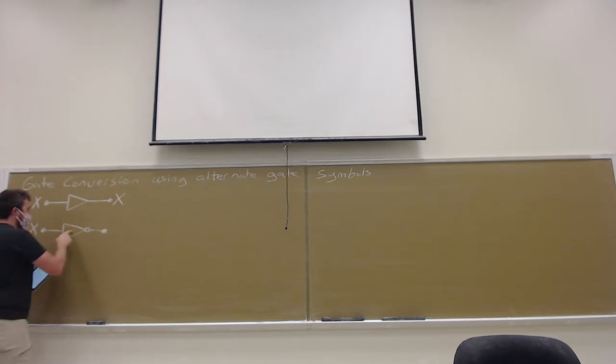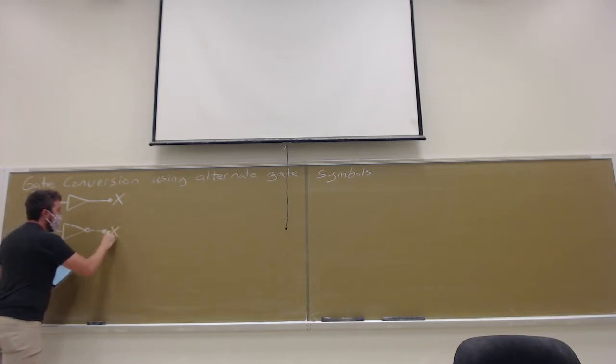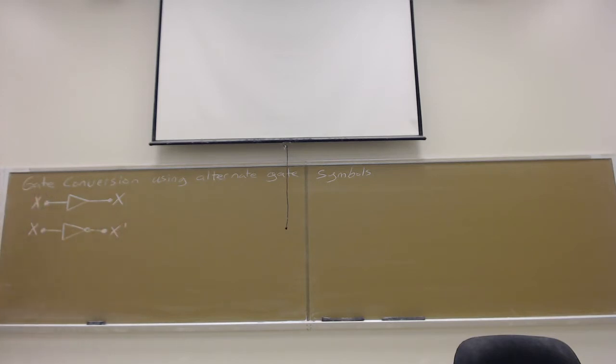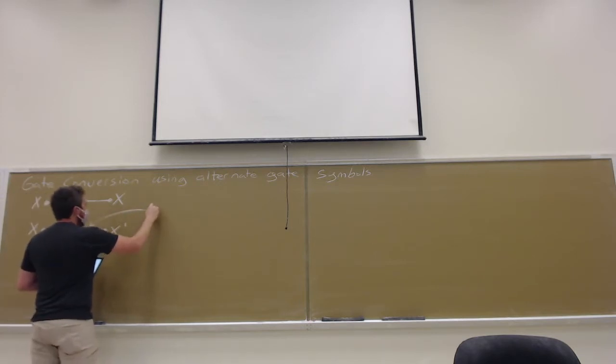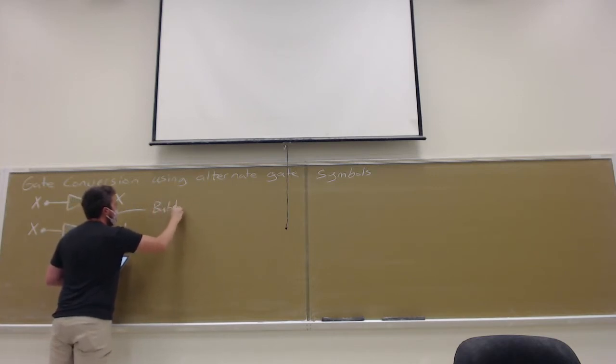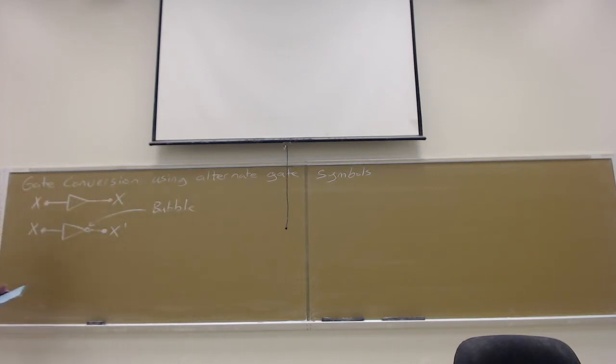X goes in, goes through the buffer, hits the bubble, and X prime comes out. Now, as it turns out, we can put the bubble wherever we want. There are some traditional places to put it. The bubble is attached to the outside of the logic gate. Whatever happens in the logic gate happens, and then it hits the bubble on the output and gets inverted. But we can also put it on the input side. So for example, we could do this. It's kind of weird looking, but it's totally valid.